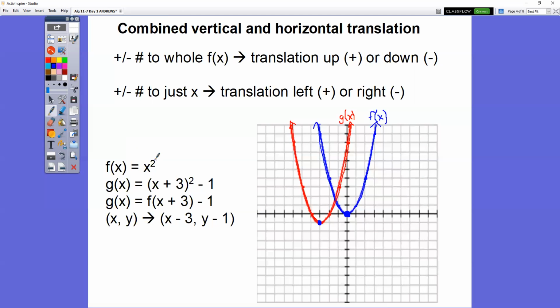Well, what is 3 to the left and down 1 going to look like? Here's our original one. If we wanted to go 3 to the left and down 1, we would have to add 3 just to the x value and subtract 1 from the whole entire thing. You could double check your answers by typing in your original one and graphing it, typing in the new one and graphing it, and look and see how it actually moved.